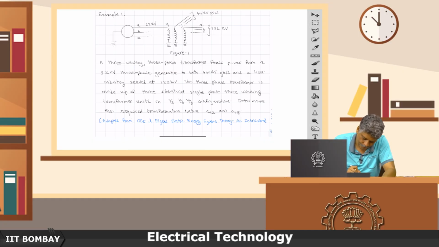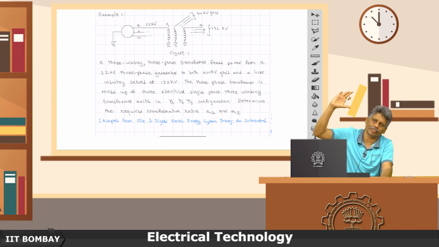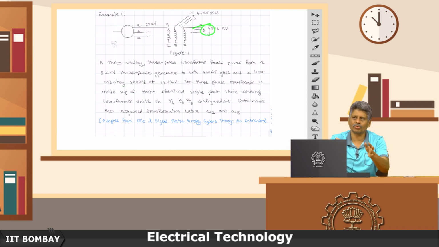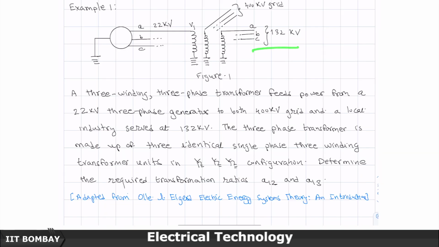A 3 winding 3 phase transformer feeds power from a 22 kV 3 phase generator. So, the generator is at 22 kV, it is grounded, and it is stepped up to 400 kV. One winding is stepping it up to 400 kV, meaning it is going to go far away. When you step it up, you actually cut down the current and then take that transmission line a far distance, then step it down and use it. And a local industry load is served at 132 kV. You do not need to step it up to this voltage level, because the wires are not going to be very long, and the voltage drops and the resistive drops are not going to be very large.